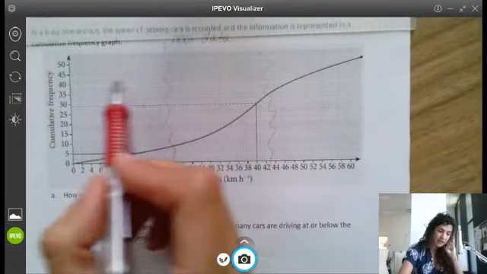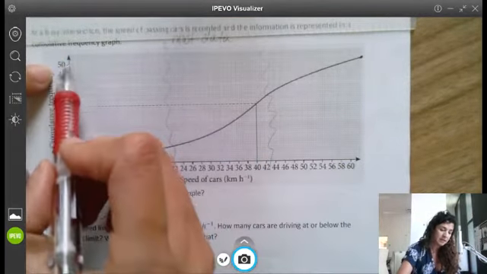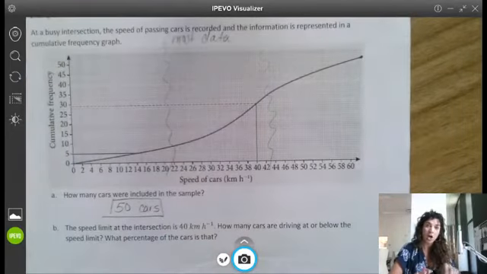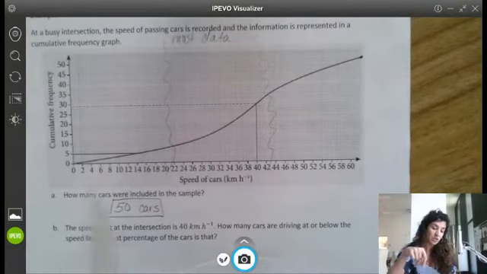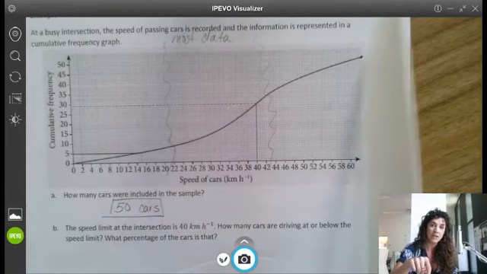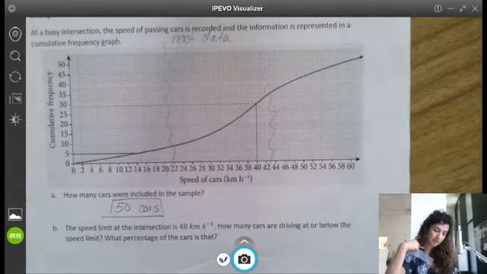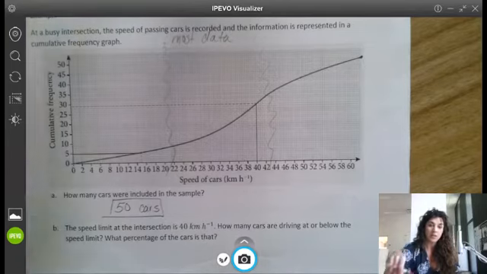So I went all the way back here and said, hey, it was at 50. And that is the total number of cars that we studied because we're cumulative. So we're adding on till we get to the very end of all of the cars that we studied. The speed limit at the intersection is 40 kilometers per hour.